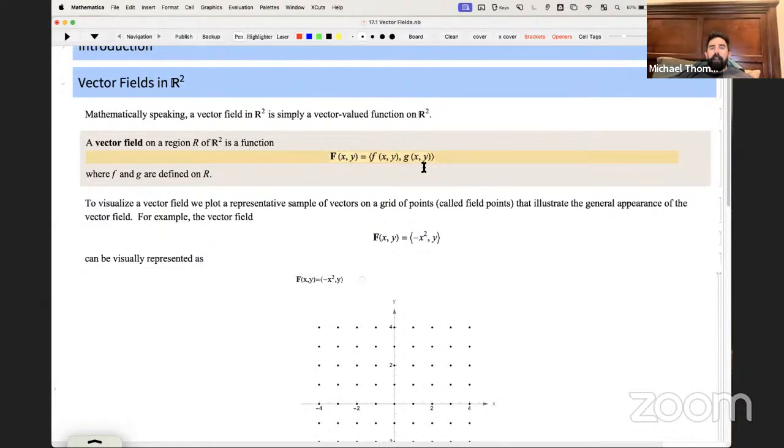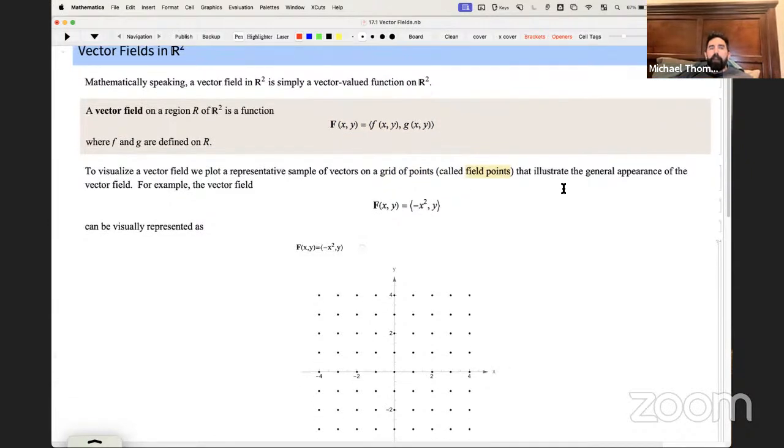Now to visualize these things, what we do is we plot a representative sample of these vectors using some grid points. We call them field points, basically to illustrate the general appearance of the vector field. So, for example, here's a 2-dimensional vector field. You can tell it's 2-dimensional because it's got 2 components there, just like this has 2 components. So this first component would be the f function, and the second component would be the g function. And you can see the output is a vector.